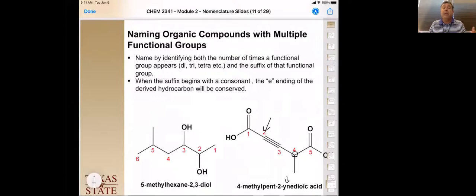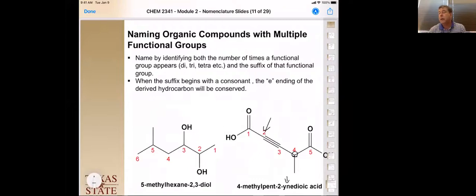Okay, that means you can start using that di, tri, and tetra function just like substituents, but it must appear in your suffix, okay? So when we do that, we locate our functional groups, count as many of them as we have, and then we use di for 2 of them, tri for 3 of them, tetra for 4 of them, but then we have to locate them.